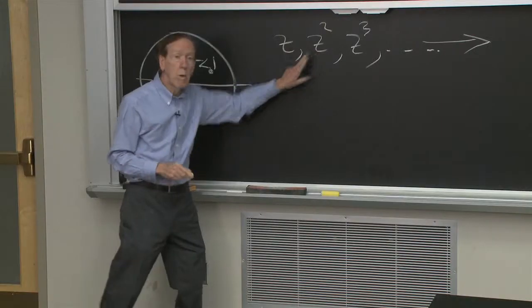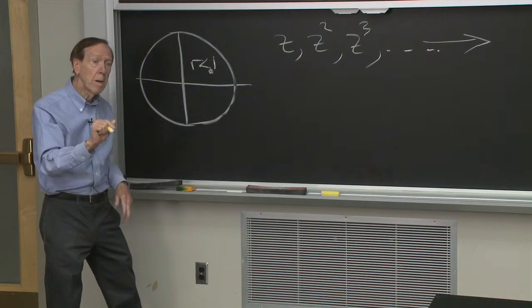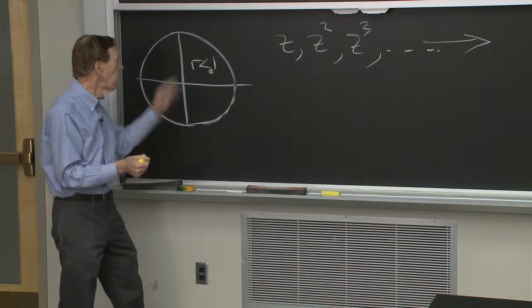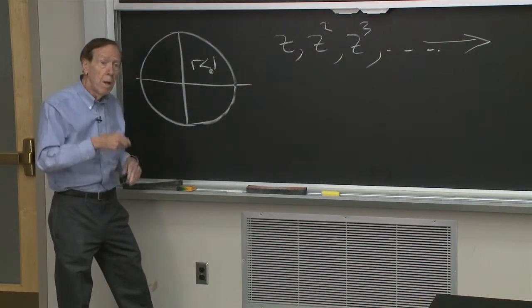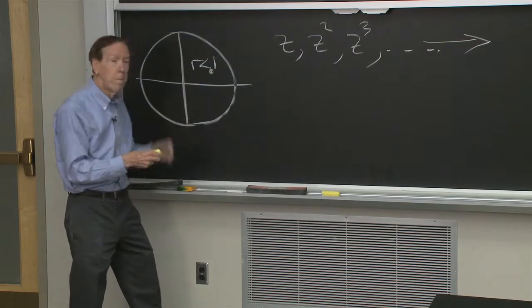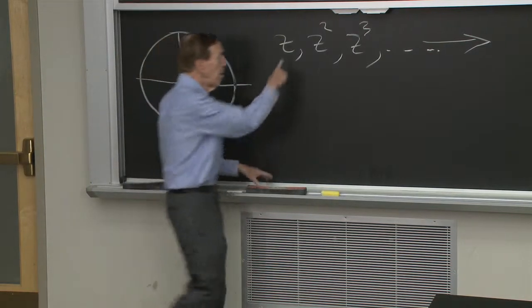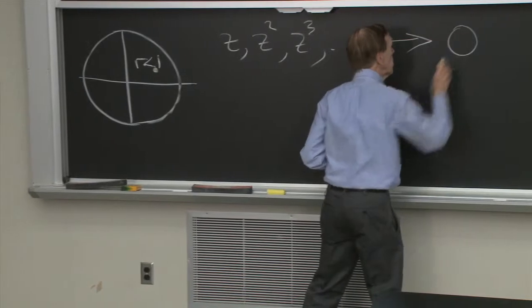Then what about z squared? The magnitude of z squared is r squared. The magnitude of z cubed is r cubed. And with r less than 1, those numbers are getting small. My conclusion here is that that goes to 0.